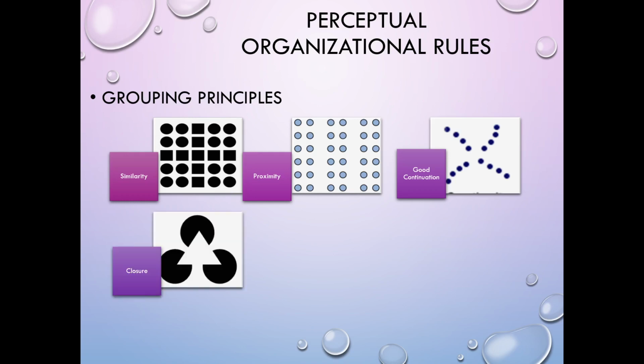Closure, you might be doing a little bit more filling in. Here, you are probably perceiving a white triangle on 3 black circles. Even though what's really there is 3 black circles with a little pie shape taken out of each of them, and then they're organized in such a way that those pie shapes are lined up to kind of make the corners of a triangle.